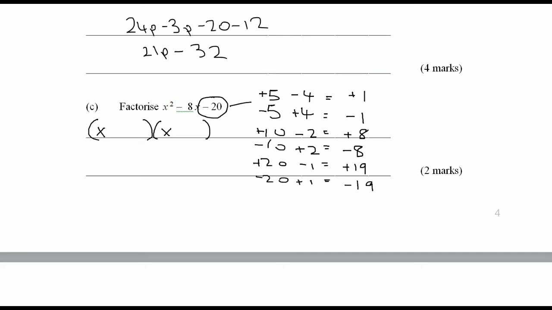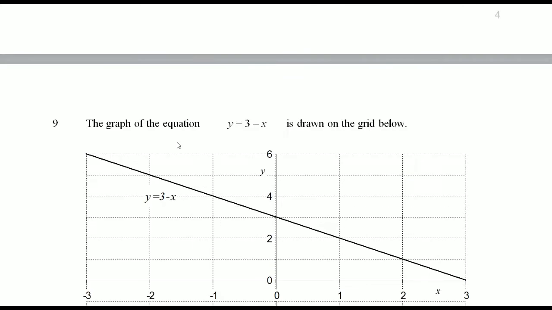Which one of those matches minus 8? Well, it's that one there. Well, actually, I'll get my highlighter for it. Why not show off? It's that one there. Okay. So our brackets are x minus 10 and x plus 2, which if you multiply out, you can check, but it will give you the x squared minus 8x minus 20.